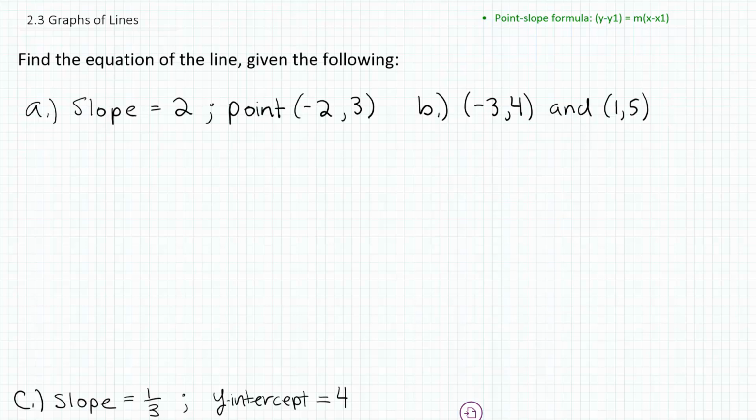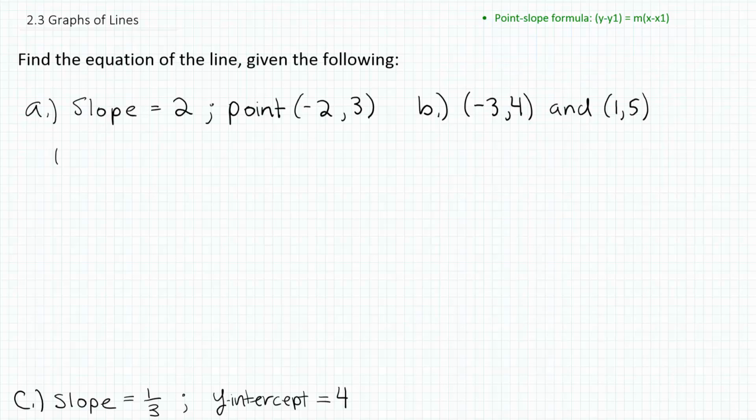Find the equation of the line given the following. So for example A, they give us the slope and they give us a point that's on the line. So we can use the point-slope formula to solve this problem. I've written the point-slope formula here above in green. So basically we have to take the point and plug it into the formula along with the slope m, and that will then produce the equation of the line.